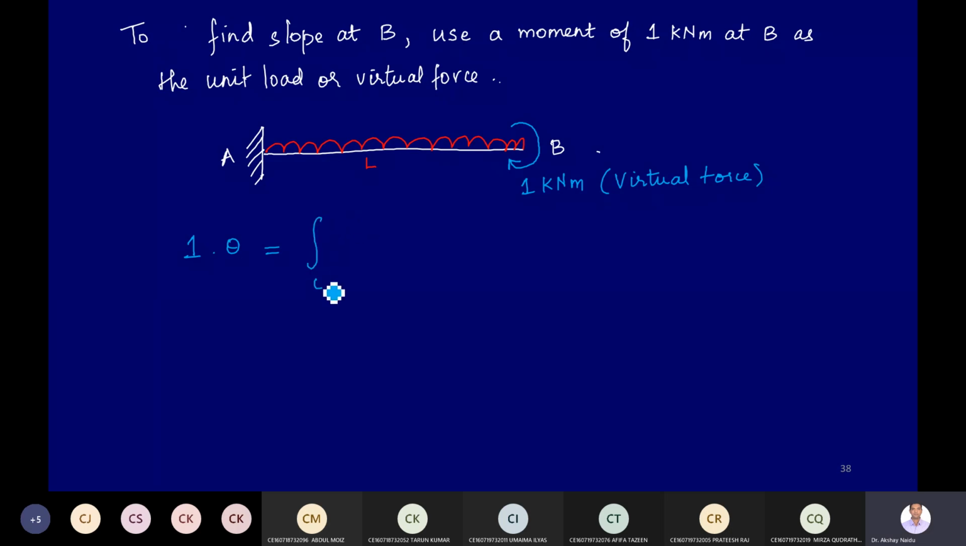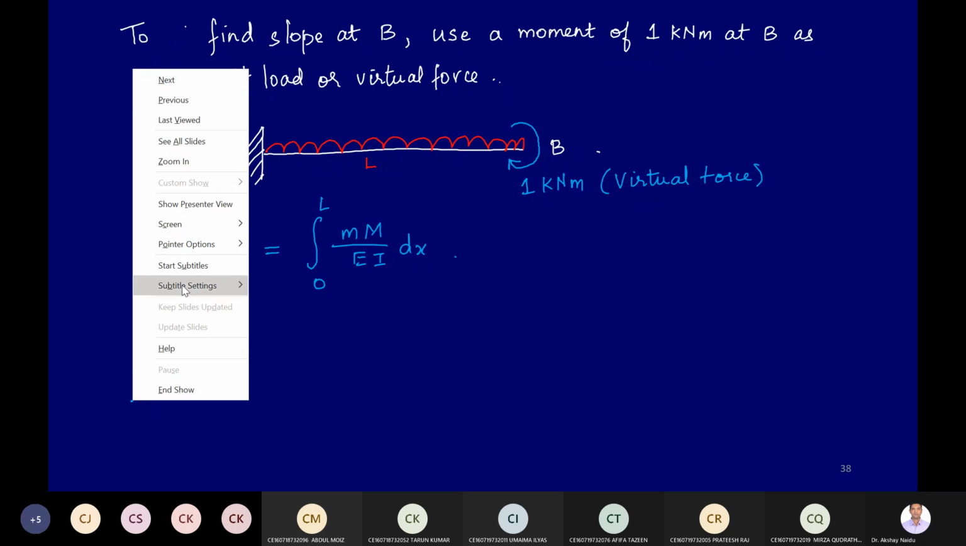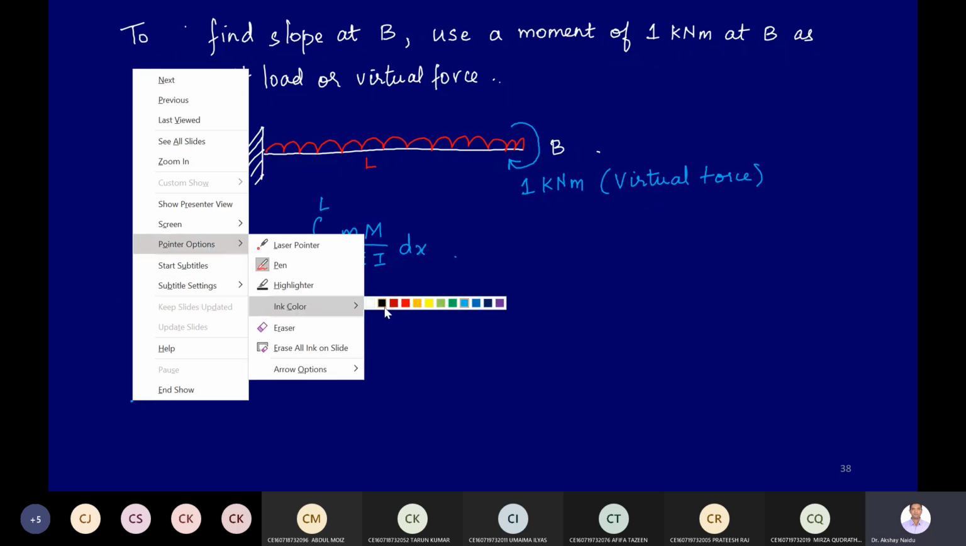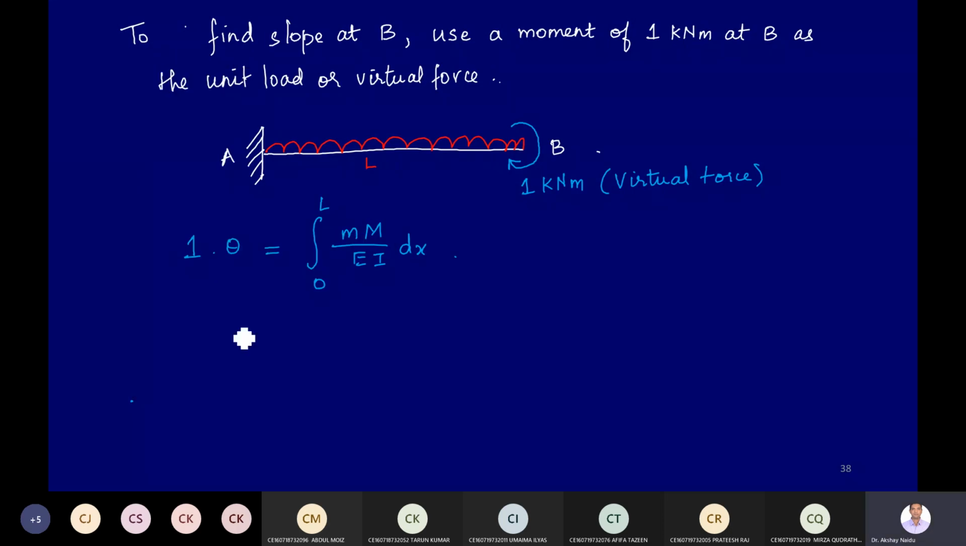This will be equal to the integral from 0 to L of small m times capital M by EI dx. Now what will be the small m? Small m here will be a different entity. Small m will be the bending moment at any section x due to this virtual load.